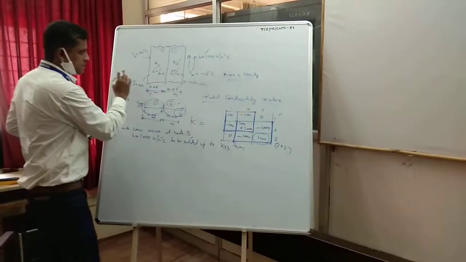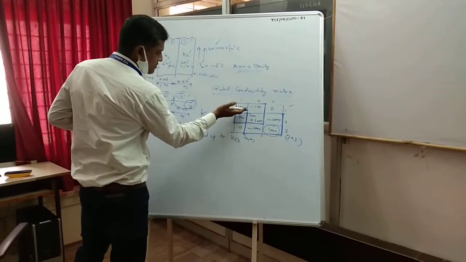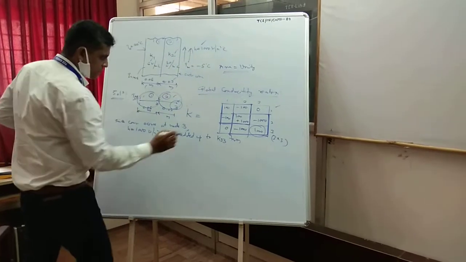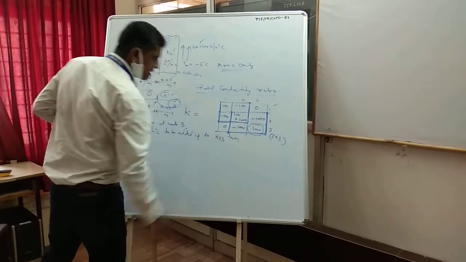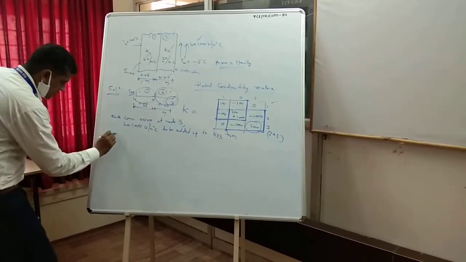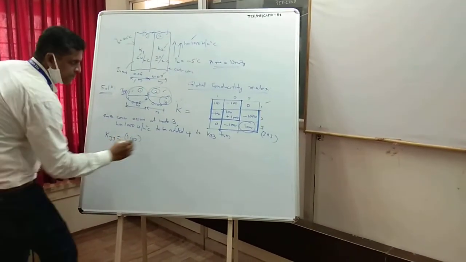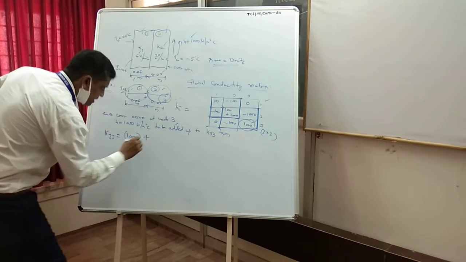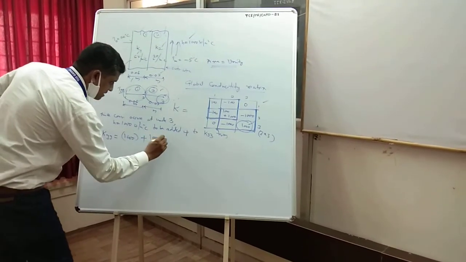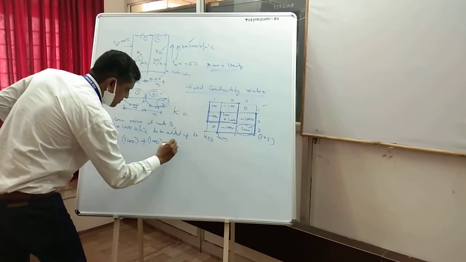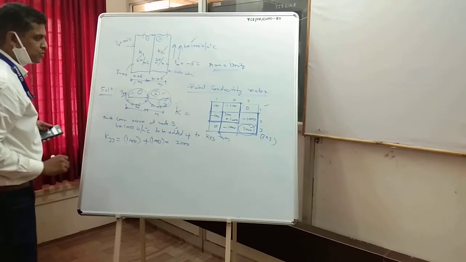If it is on the left side surface at node 1, then it should have been added to the K11 term. Now in this case, on the right side surface, it is added to the K33 term. The existing value of K33 is 1000. If you add the H value, 1000 plus H, we get the new value 2000.